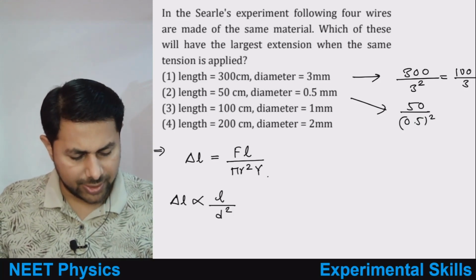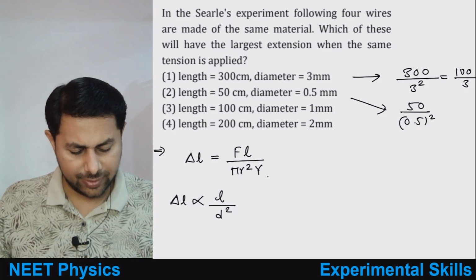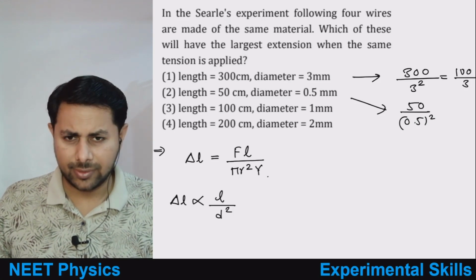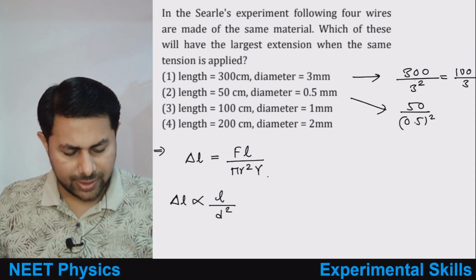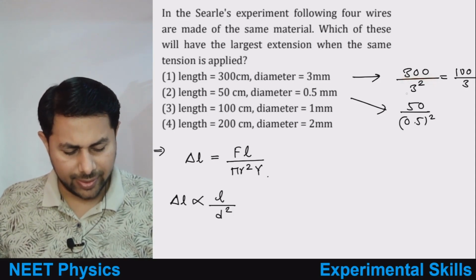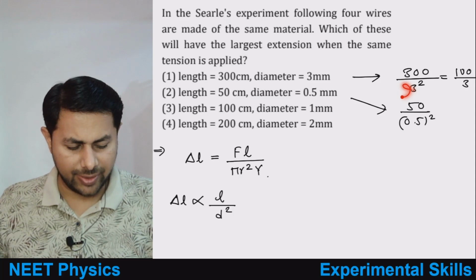Right, so let's do one thing. Yeah, tell me. Sir, it will be 100 divided by 9. No, 300 divided by 9. Right, diameter square is 9.